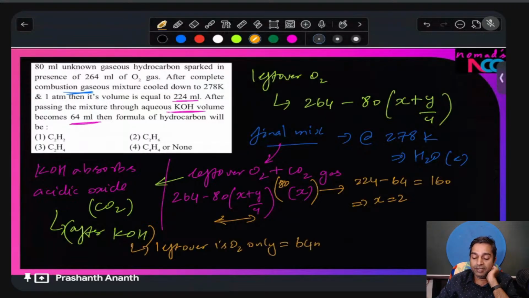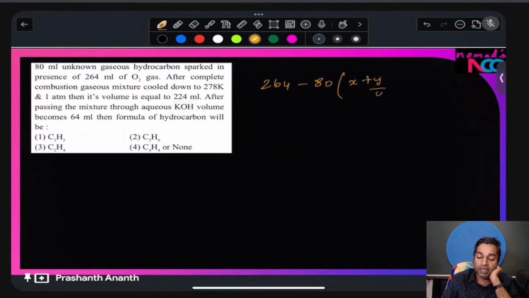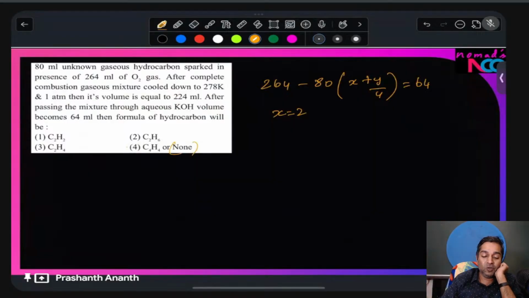So what is this new equation which we are going to have here? This new equation works out as 264 minus 80 into x plus y by 4 is going to be equal to 64, and x is going to be equal to 2. So if x is equal to 2, we can basically cancel this off. Oh, they have given none also as the option here. Very careful exam setter this time. They have not slipped up at all. So because they have not slipped up at all, we'll have to sit and solve this again.